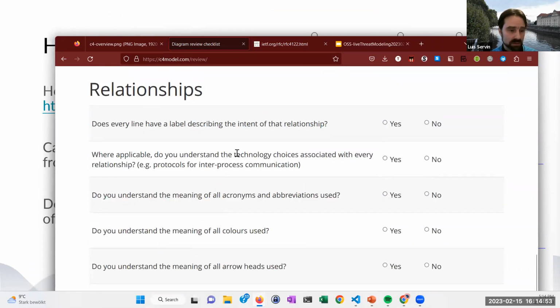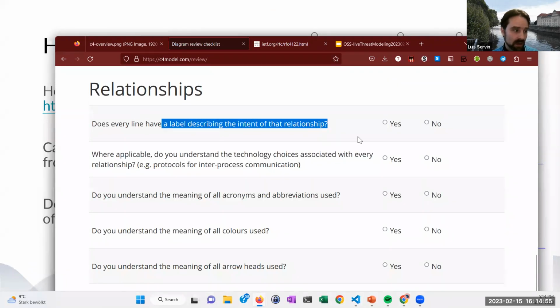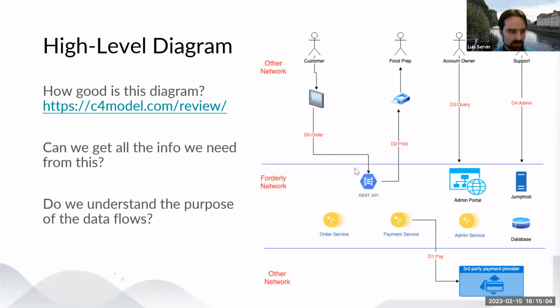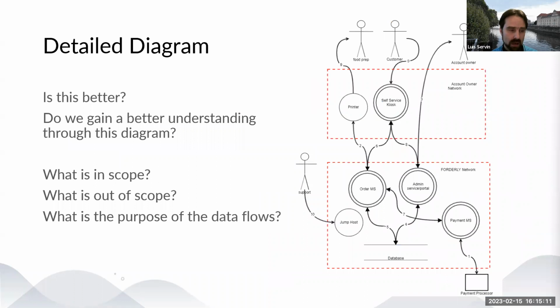Now, relationships between things. Does every line have a label describing the intent of that relationship? And I mean, admin, query, print, order, is that it, really? And then we get a detailed diagram. So this is a bit more detailed. Okay, fantastic. So now I have a complex process inside the self-service kiosk, which talks to or is talked to.